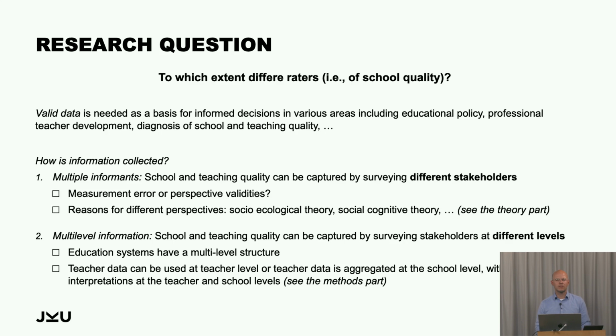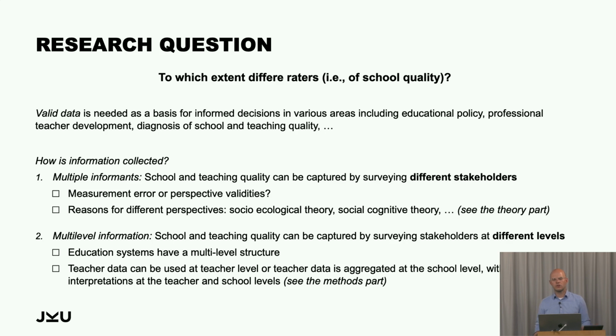But how can we get valid data? The validity of the data depends on many aspects. One relevant aspect is, of course, the data collection process. This process is influential in whether data is valid or not. There are at least two aspects that are relevant. First, who are the informants that we get the information from?